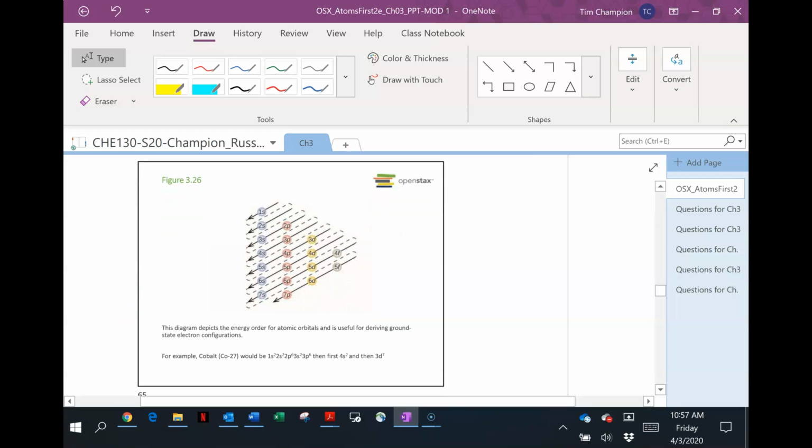This is a mnemonic people use to get the filling order. Oftentimes you'll see it written this way, and the idea is that you start up here and you fill the 1s, then you run around and fill the 2s, and then you go around and fill the 2p, then the 3s, and then the 3p and the 4s, and then the 3d, okay, 4p and 5s. So you get that filling level you do.